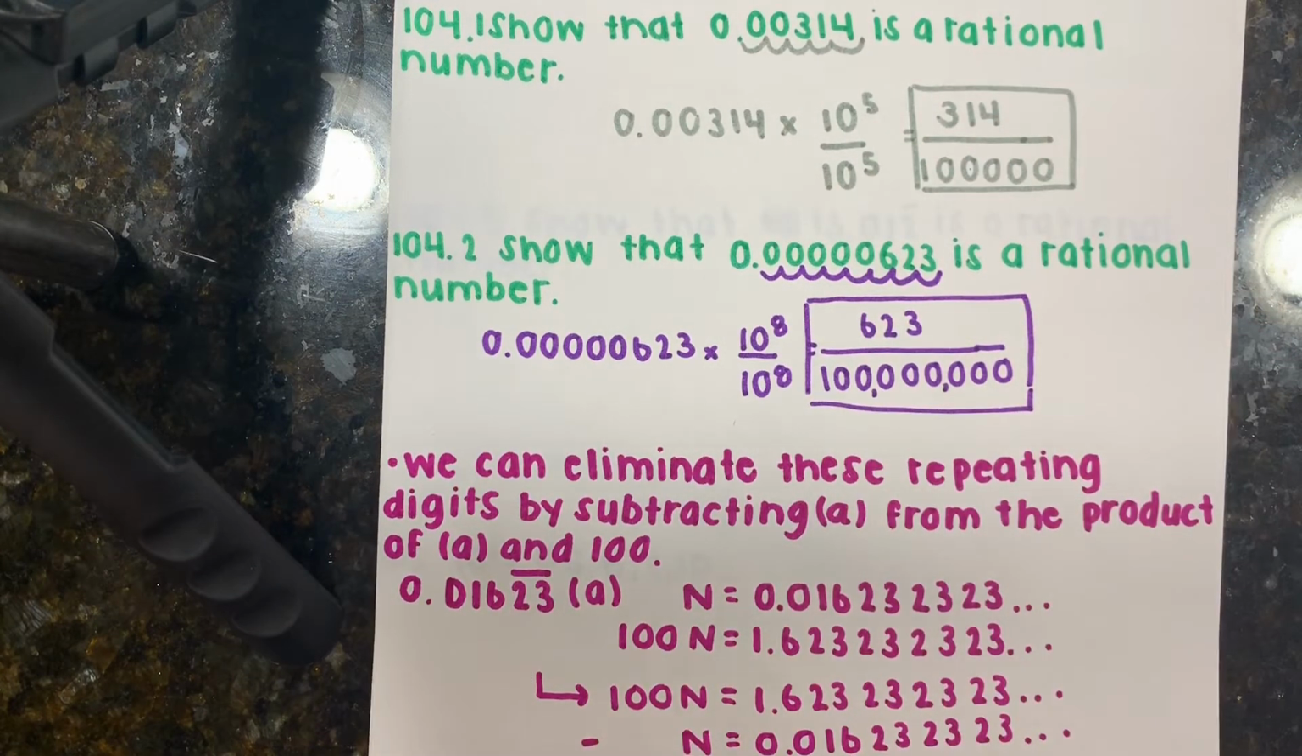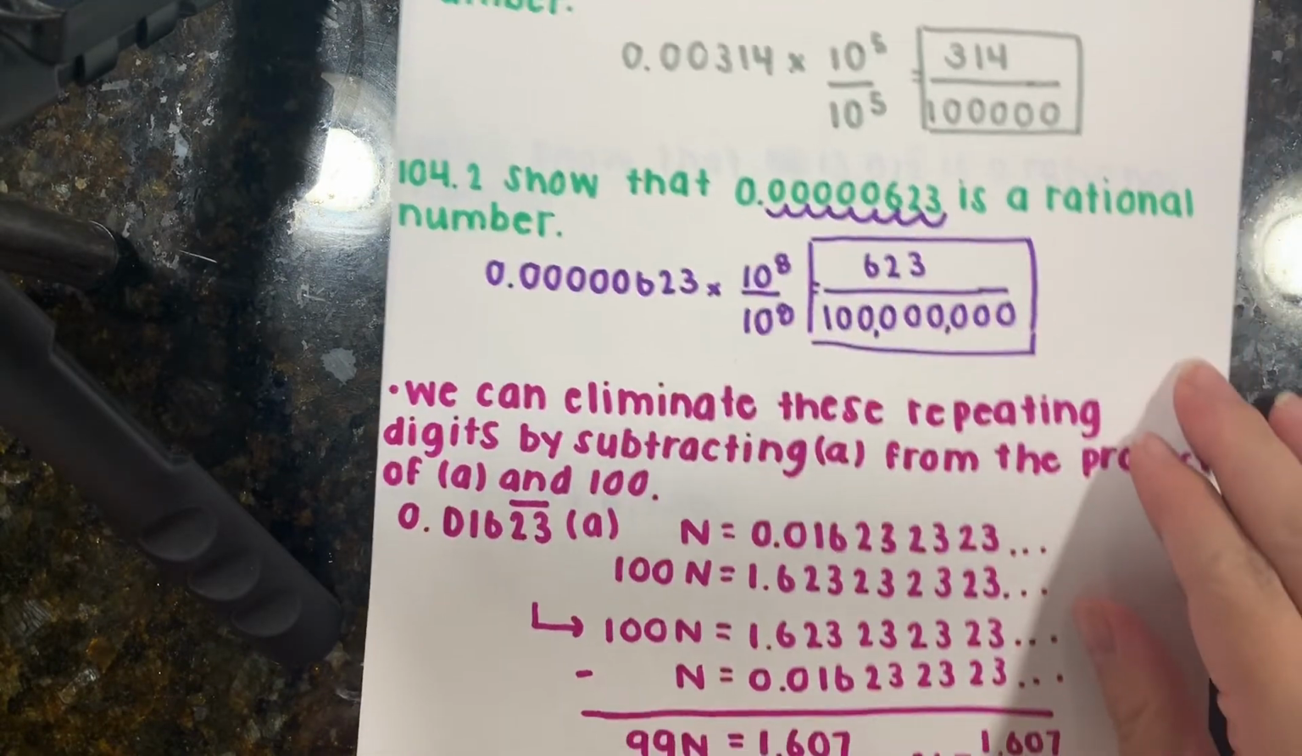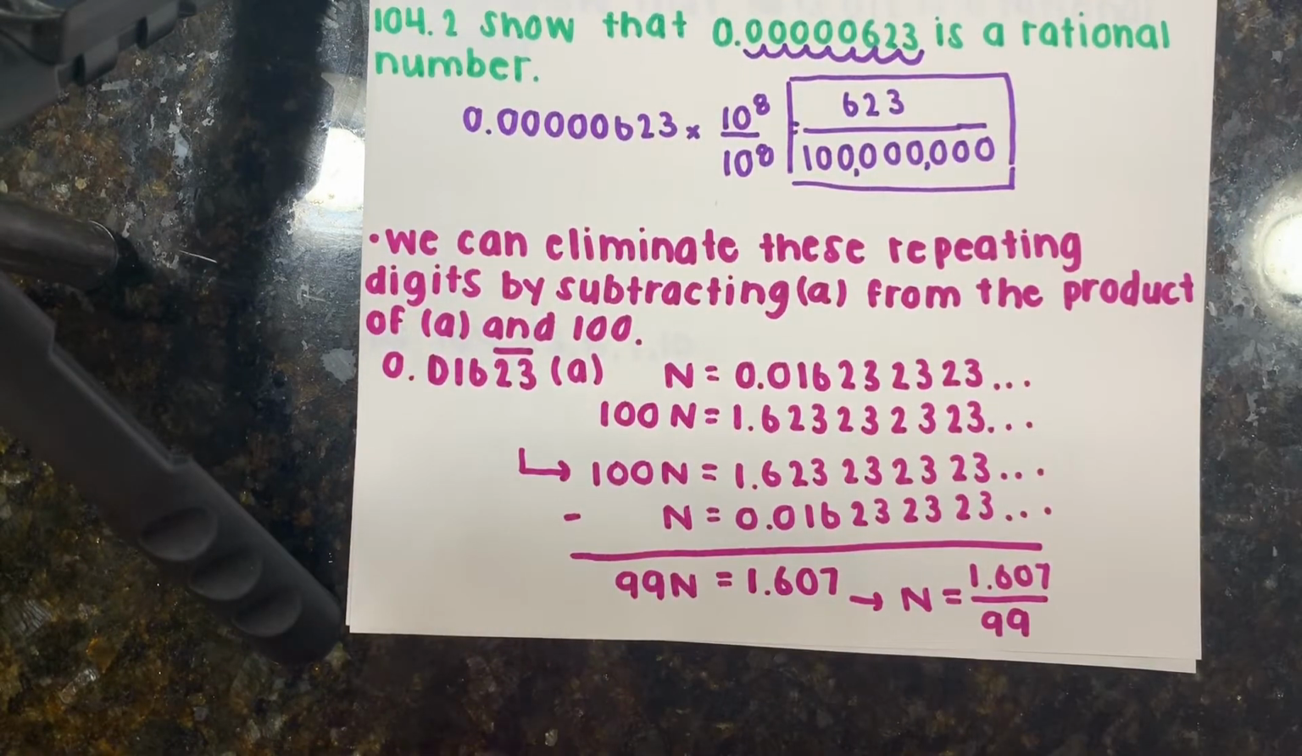The repeating decimal numbers are going to be different though. We can eliminate these repeating digits by subtracting one number from the product of your number and 100. So you're going to be multiplying your given number by 100 and then subtracting your original number from it, and then just solving for what n is equal to, and that will give you a fraction. Then you can turn that into a whole number by just moving the decimal point over, just like we did on the last one.